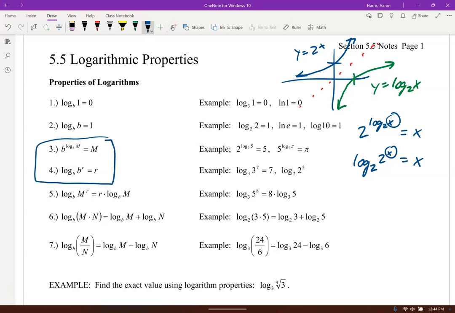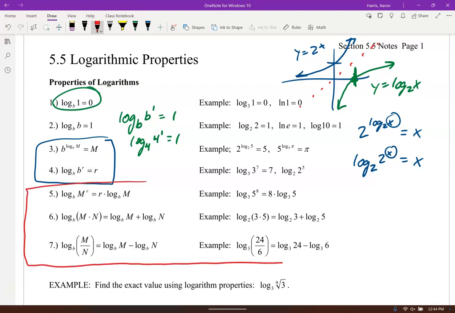Okay, and of course log base b of 1 is 0, right? It's going through that point right there, like log base 2 of 1 is 0. Right, so log base 3 of 1 is also 0. Log base b of b, log base b of b to the 1 is just going to be 1. It's like log base 4 of 4 to the 1. They undo each other. It just leaves you with 1, right? And then these 5, 6, and 7 are unique to logarithms right here.